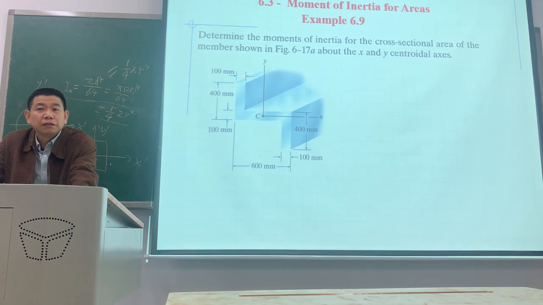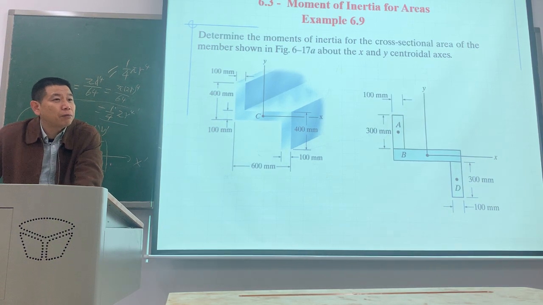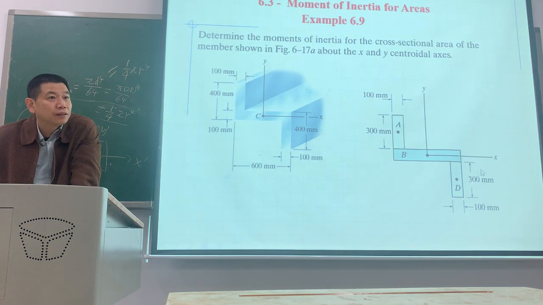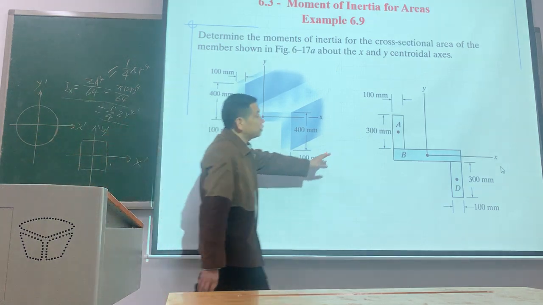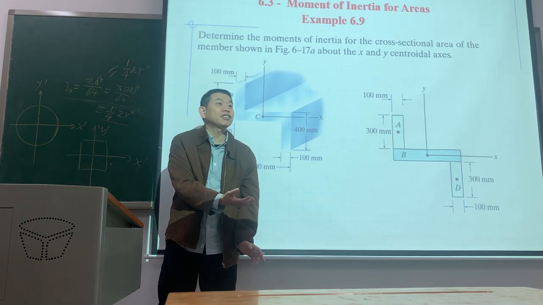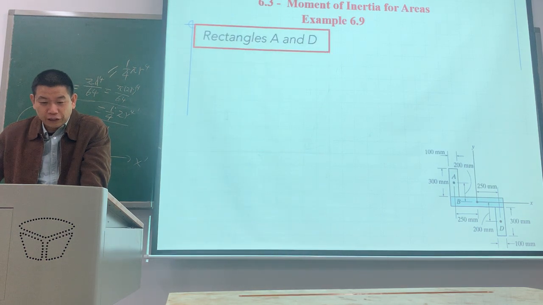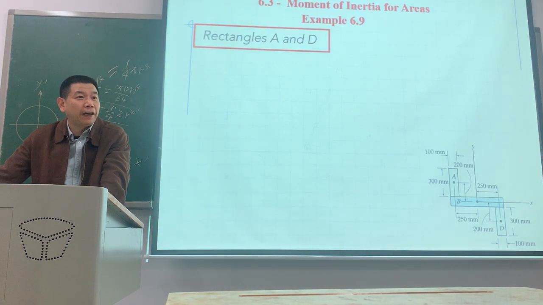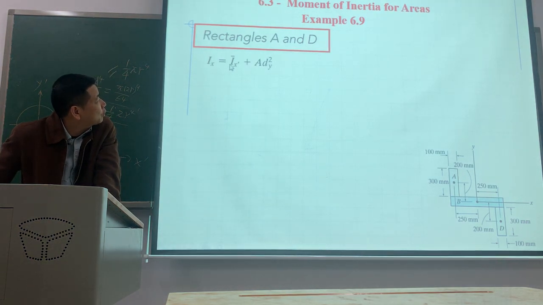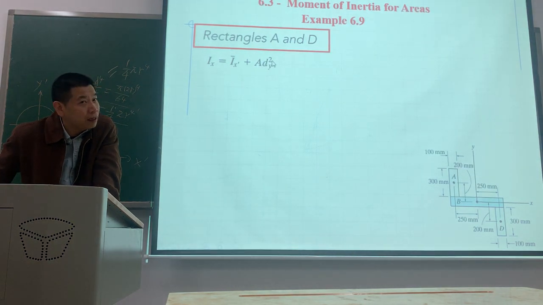At first, I separated it into three parts, because it's three rectangles. We know the rectangle. Look at it. For rectangles A and D, we know Ix equals Ix prime plus A dy squared.